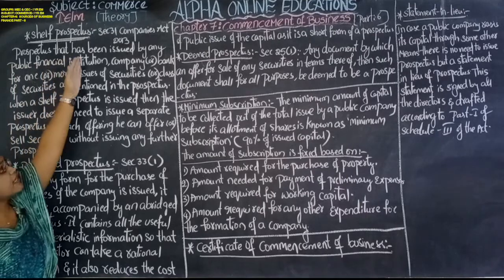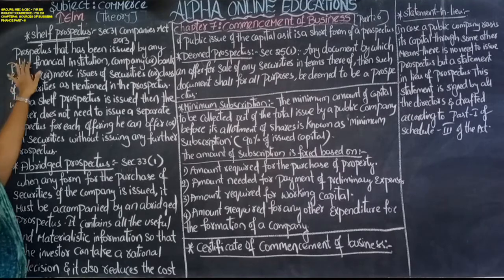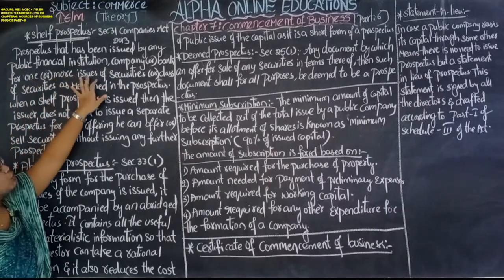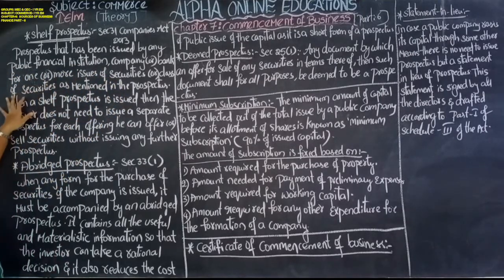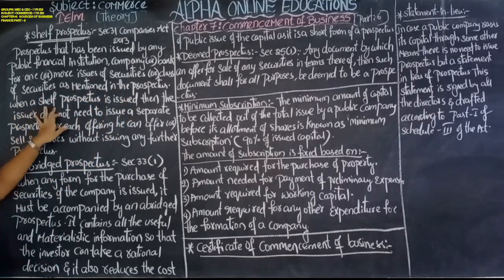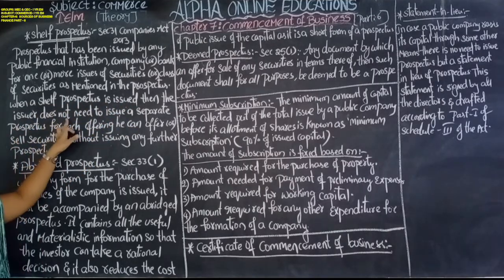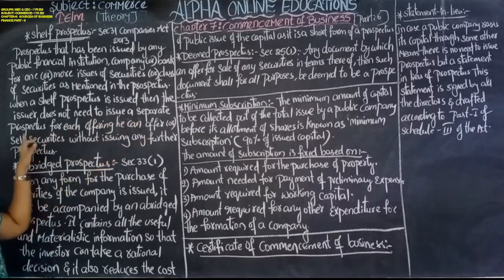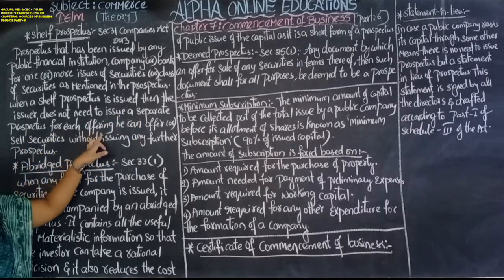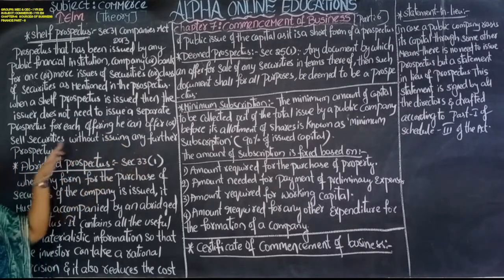The next is the shelf prospectus. Section 31 of the Companies Act 2013 defined that a prospectus issued by any public financial institution, company or bank for one or more issues of securities or classes of securities as mentioned in the prospectus. When a shelf prospectus is issued, the issuer does not need to issue a separate prospectus for each offering. He can offer or sell securities without issuing any further prospectus.